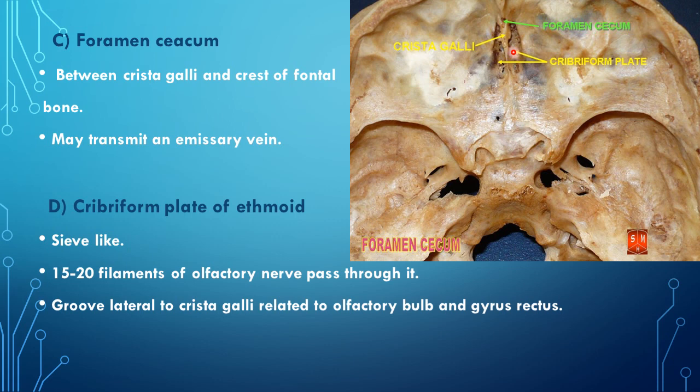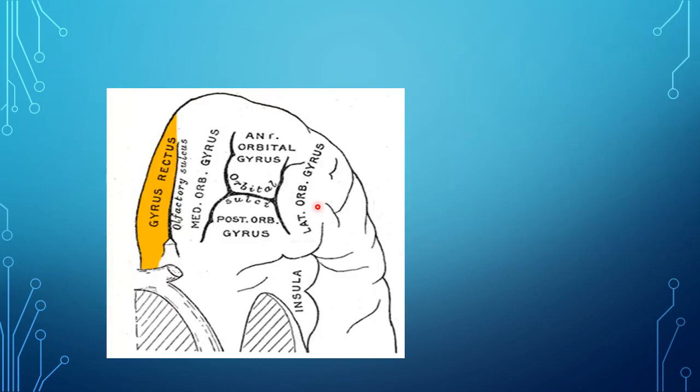Then there is a groove which is just lateral to the crista galli. Lateral to the crista galli, here there is a groove which lodges, or which is related to, the olfactory bulb and the gyrus rectus. This part of the brain, this gyrus, is the gyrus rectus, and there is an olfactory sulcus where you have the olfactory bulb. So these two areas are related to the groove which is lateral to the crista galli.